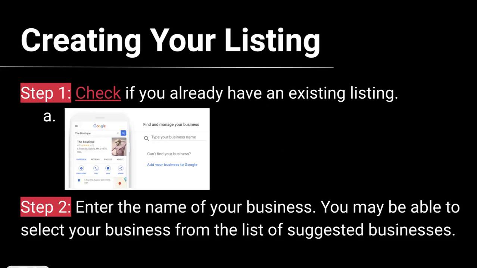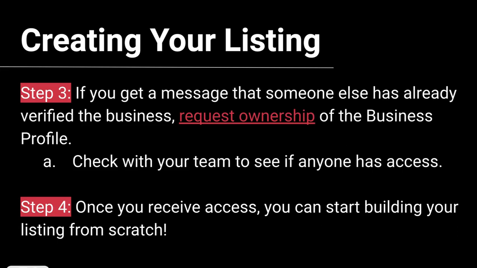So what you would need to do is go to this website, which we have hyperlinked here, and enter in the name of your business. Once you go further into the process, you may be able to select your business from a list of suggested businesses. Sometimes what happens is that someone else has already verified the business, whether it was a past employee or a different team member that is no longer on your team. So you're able to request ownership of that business profile.